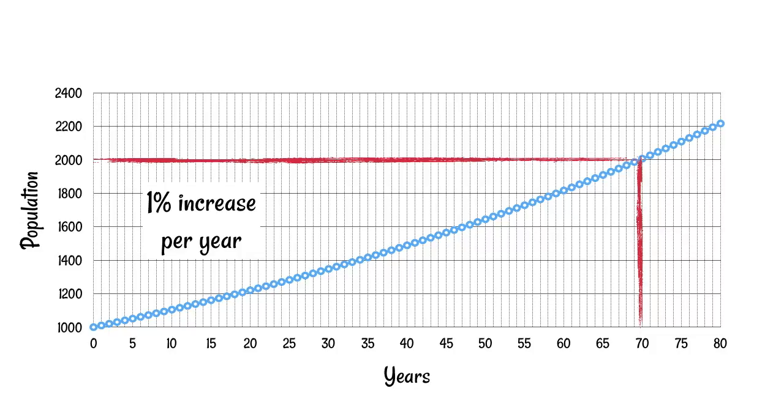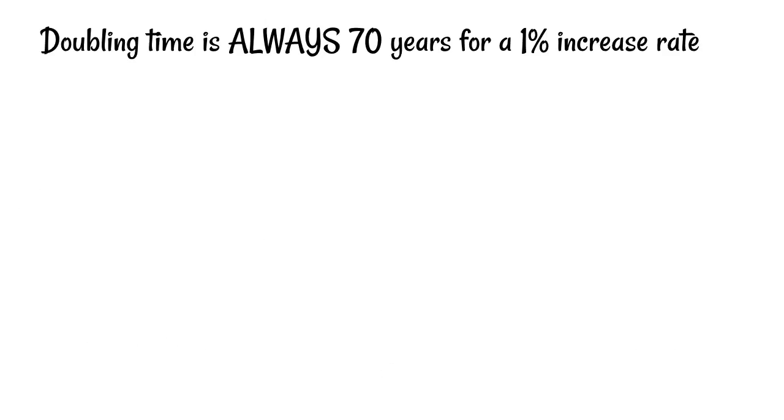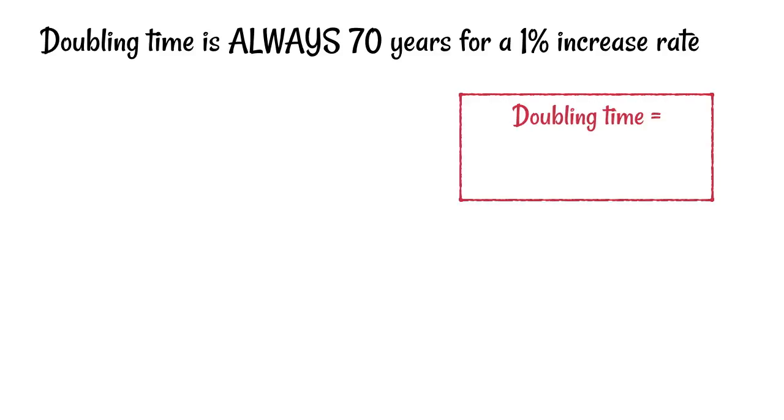Now, this is a really, really important number. It doesn't matter what size of population we begin with. If there is a 1% increase per year, the doubling time will always be 70 years for that population. Now, because that value is constant, that makes it really, really easy to calculate doubling time. Let's use our original population as an example here. Doubling time is equal to 70 divided by the natural increase rate. That's where that number 70 comes in really handy.